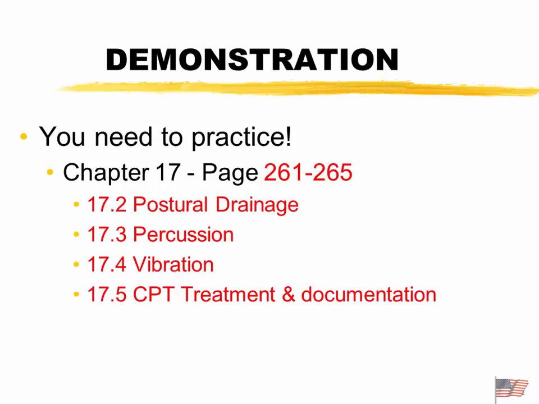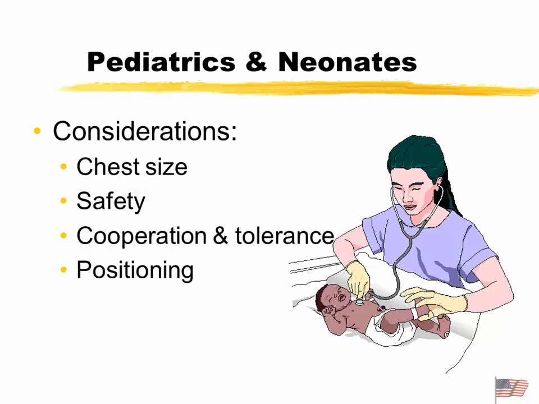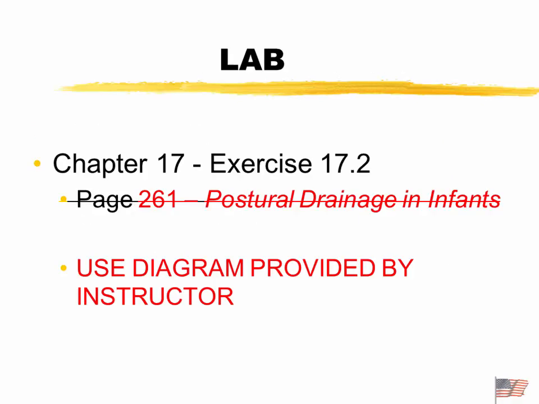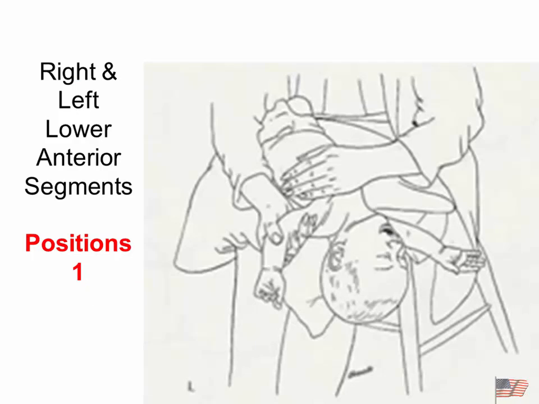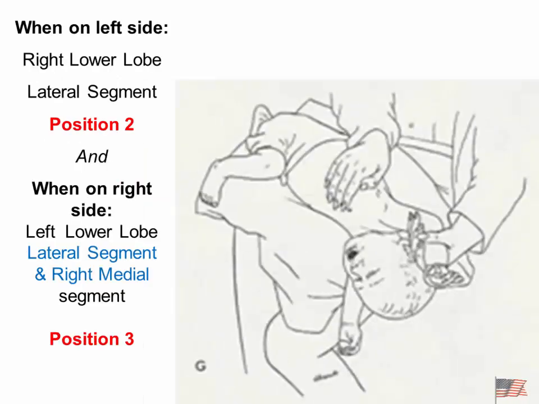And this is one that you definitely need to practice. Just talk briefly about pediatrics and neonates, because their chest is a whole lot smaller to deal with, and they're a little more difficult because they're not as cooperative. But the positioning is pretty much the same thing. This is looking at some of the left lower lobe anterior segments. Won't be dealing with infants for the PE, but there could be some questions related to that on the exam.